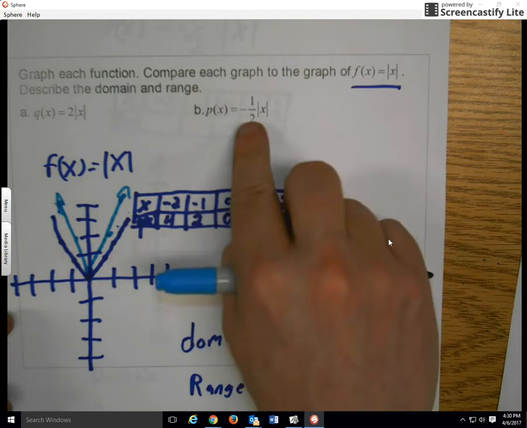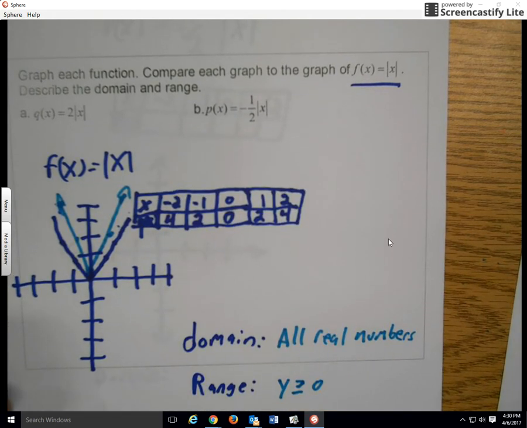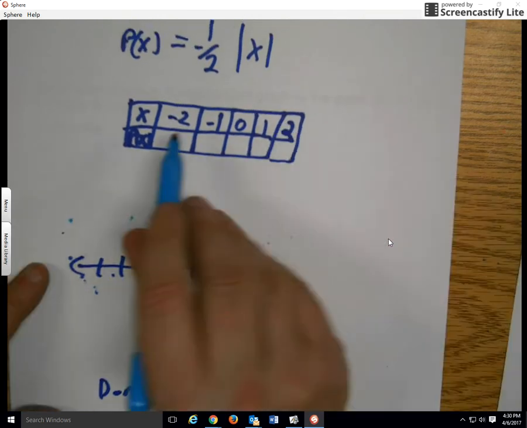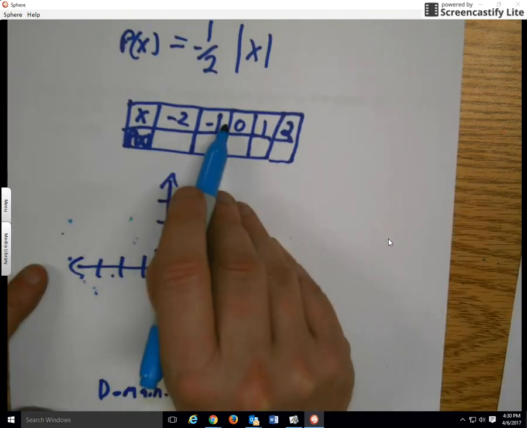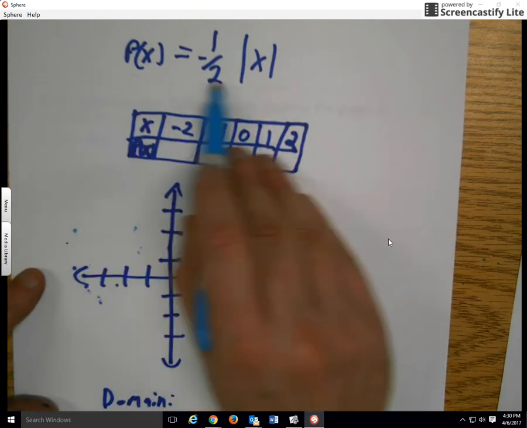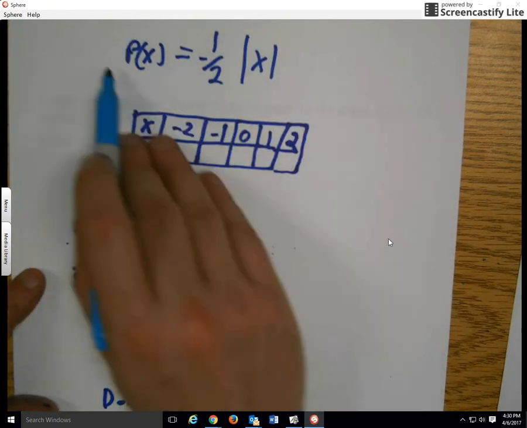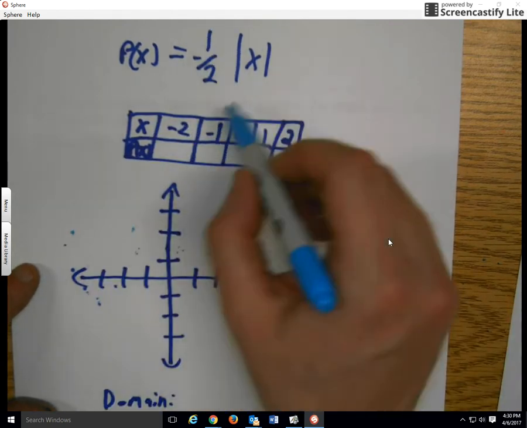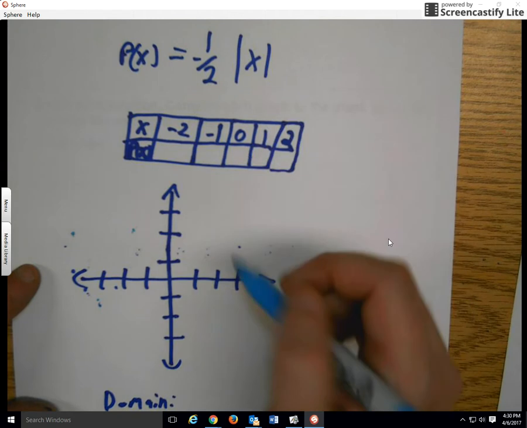Okay, what if there's a negative fraction in front? How would we handle that? We're still going to make that same chart. So I'm going to choose the same numbers, negative 2, negative 1, 0, 1, and 2. This is the same function that we had a second ago, p of x equals negative half times the absolute value of x. And we'll just substitute numbers in.